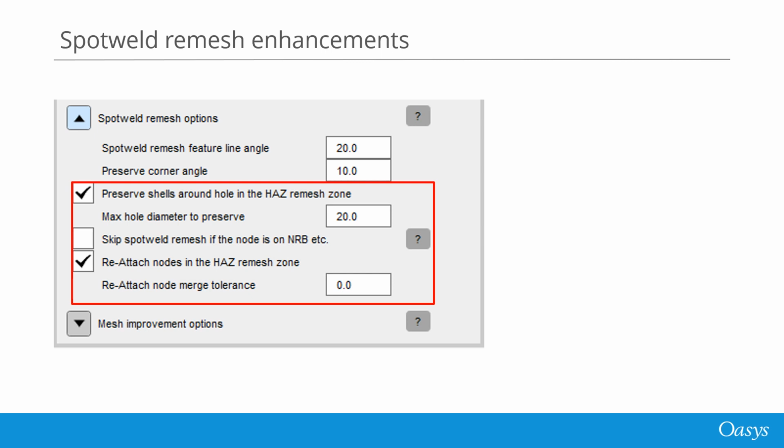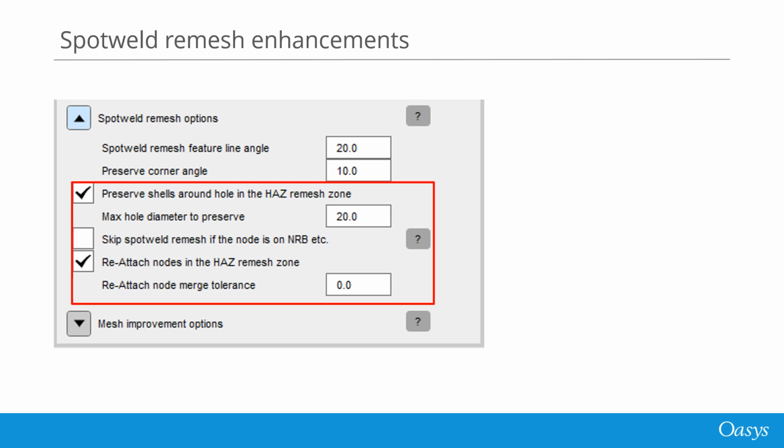An option called reattach node has been added to address the issue of nodal rigid bodies, loads and masses not being retained following spot weld remeshing when located near the spot weld. This option preserves these parameters by reattaching the node after remeshing. To avoid losing nodes which are on something like a nodal rigid body boundary or SPC, you can utilize the skip spot weld remesh option to bypass the remeshing of such spot welds.